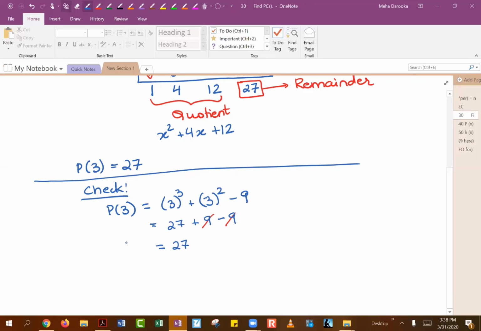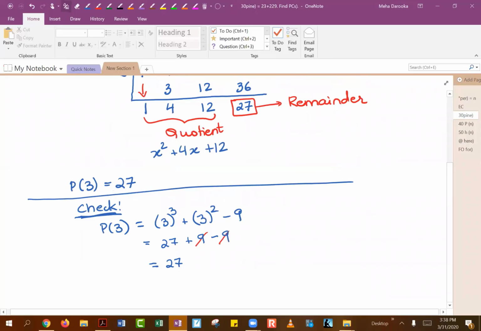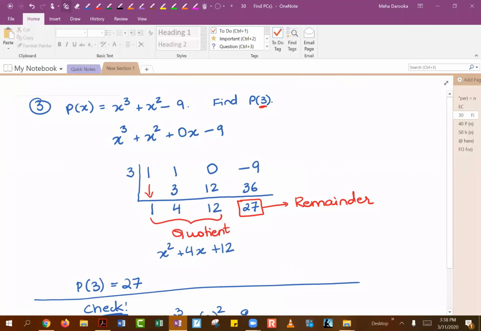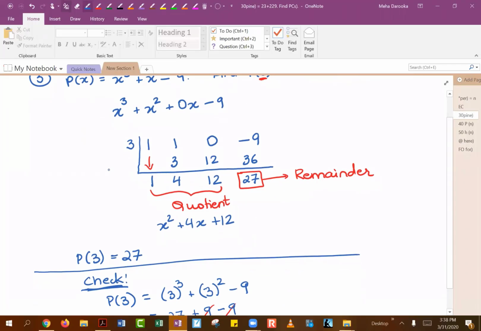So the substitution, you can do that as a check like we did here, but when they're asking you to find p of 3 for the given polynomial, you do want to use synthetic division, and then this is the answer we are looking for. Okay?